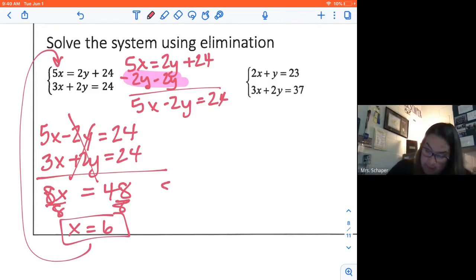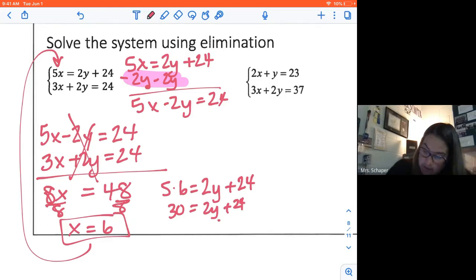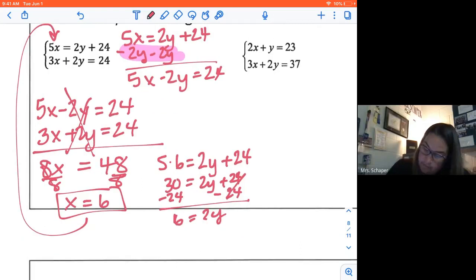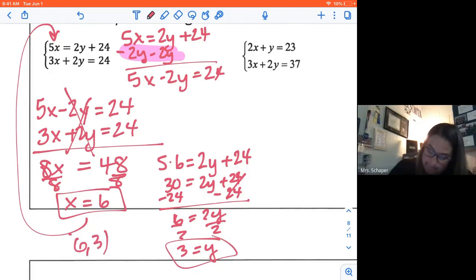So 5 times 6 is equal to 2y plus 24. 30 is equal to 2y plus 24. Subtract 24 from both sides. And so 6 is equal to 2y. Divide by 2, 3 equals y. So my answer is 6, 3.